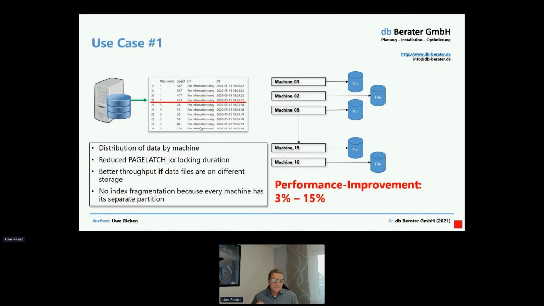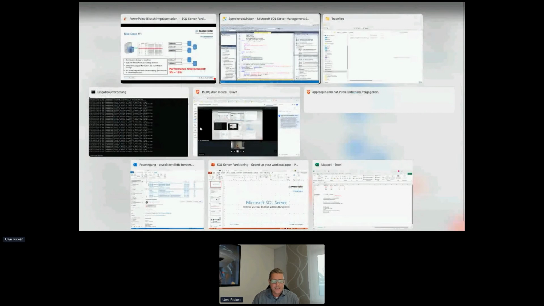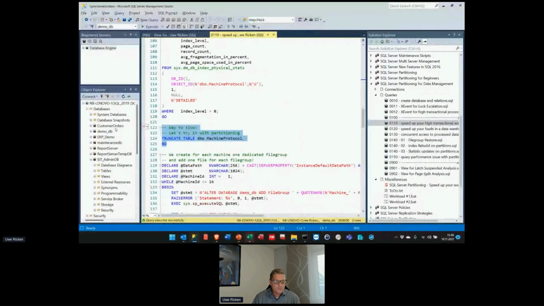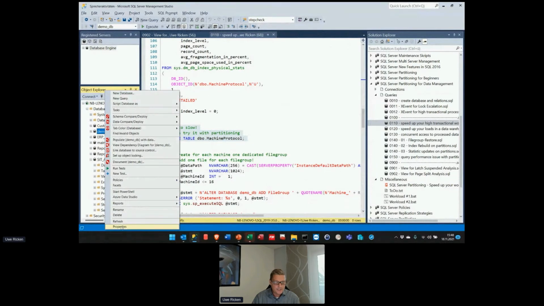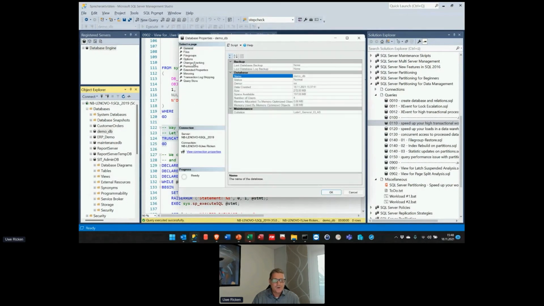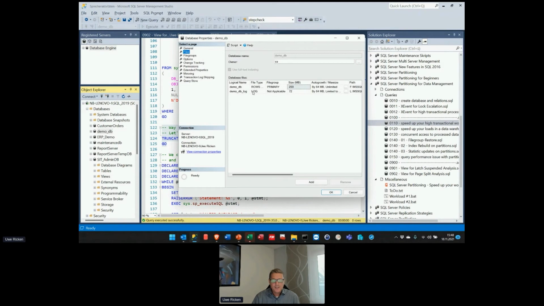So that is what I want to do here. And I do it in single steps, and every single step I show you the different results. First of all, have a look at the database, how it looks now. You see here that my database only has one single data file. This here is my log file. Forget about this, not so important here, but I only have one single data file.